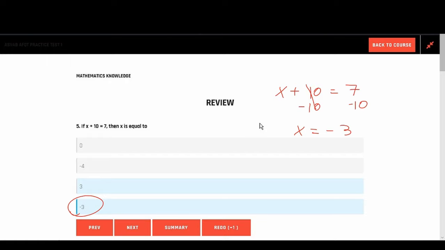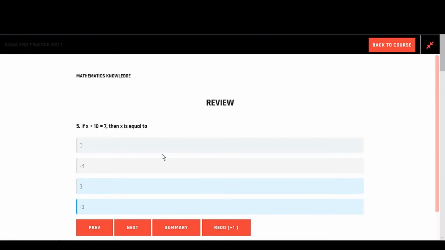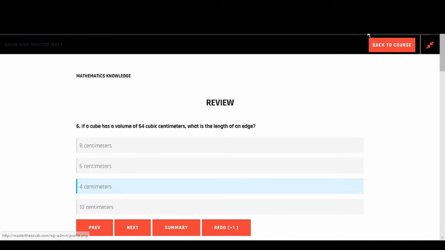Again, one step, which was right there. This is a very easy question. It's a very basic test of your knowledge of algebra. And you will see stuff like that on the ASVAB. Okay.